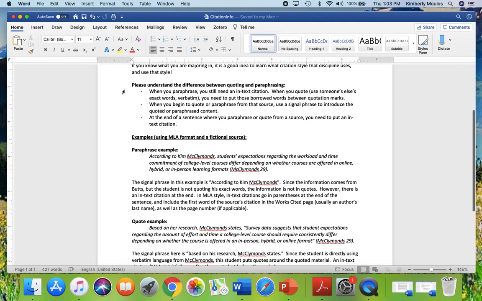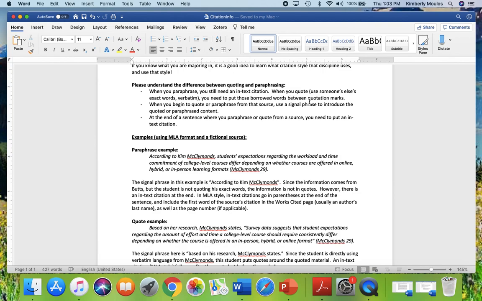Something that I would need to address is the difference between quoting and paraphrasing. So when you paraphrase, you still need an in-text citation. An in-text citation isn't just listing the source at the end of the paper in the works cited or bibliography, but also having a citation in the actual body of the paper so that the reader knows exactly where you're using information from a source and exactly what source you're using. So it's called an in-text citation.